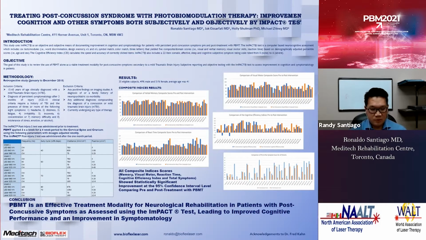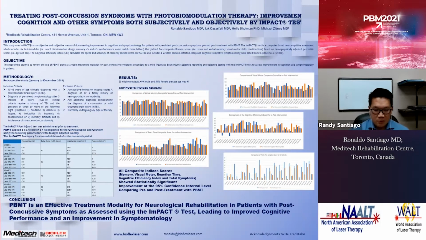The IMPACT test prior to 2021 yielded 5 composite domain scores covering objective verbal memory, visual memory, visual motor skills, reaction time, and the cognitive efficiency index, and a subjective symptom score. The IMPACT post-concussion subjective symptom rating scale contained 22 somatic, affective, sleep, and cognitive symptoms, with each symptom being rated from 0 to 6.